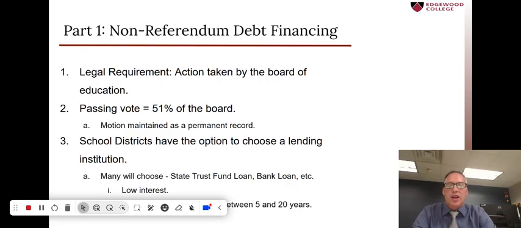And school districts really have the option to choose their lending institution. Many will choose the state trust fund, some will choose a bank loan, but really at the end of the day we need to be thinking about fiscal responsibility. So a low interest, safe lending institution should be chosen, and most school districts will choose between 5 and 20 years on a payback schedule. For these smaller loans, most are going to pay back between 5 and 10 years.